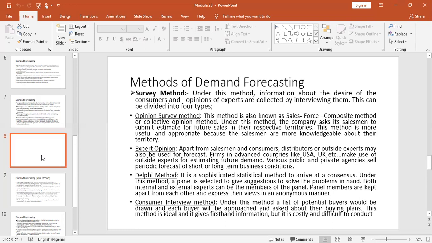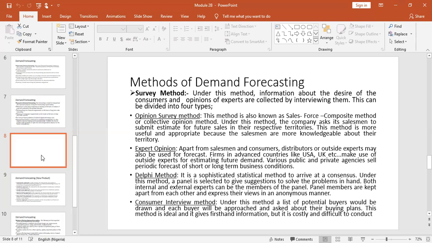Then the expert opinion. Apart from salesmen and consumers, distributors or outside experts may also be used for forecasts. Firms in advanced countries like USA, UK, etc. make use of outside experts for estimating future demand. Various public and private agencies sell periodic forecasts on short- or long-term business conditions. Also self-explanatory. Delphi method: it is a sophisticated statistical method to arrive at a consensus.